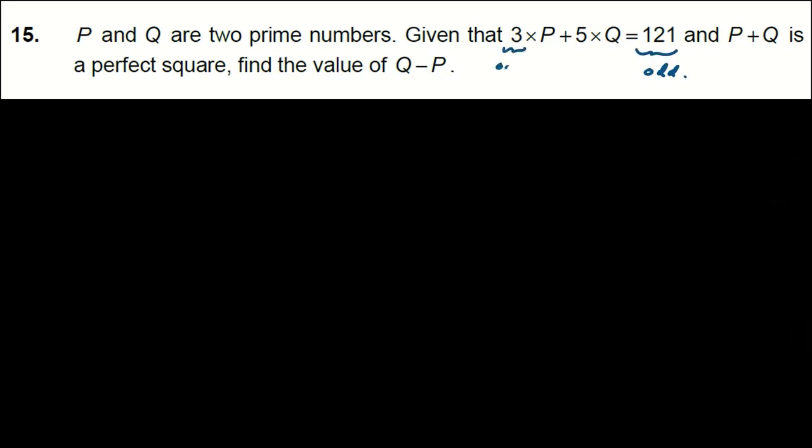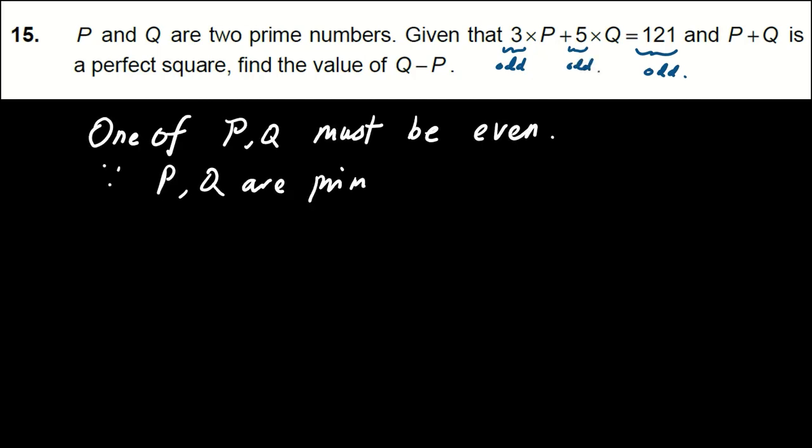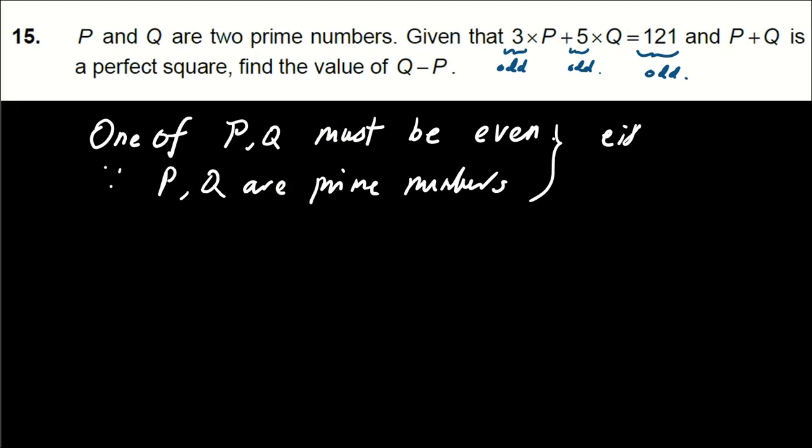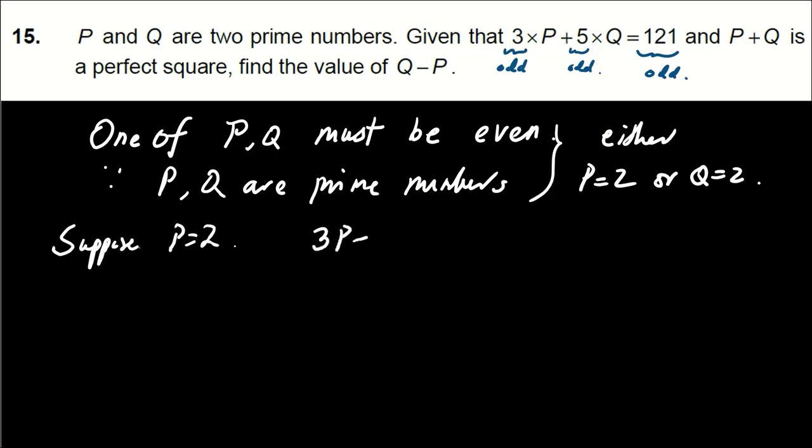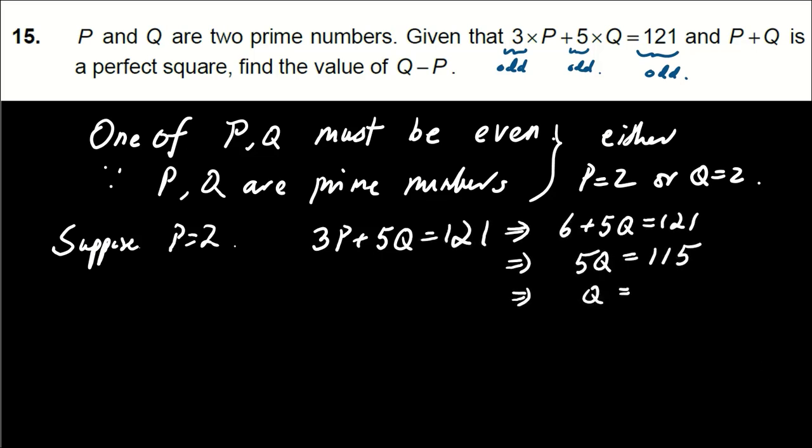Since 121, 3 and 5 are all odd numbers, one of P and Q must be even. As mentioned, either P equals 2 or Q equals 2. Assuming P equals 2, and plugging it into 3P plus 5Q equals 121, we solve to find Q equals 23, a prime number.